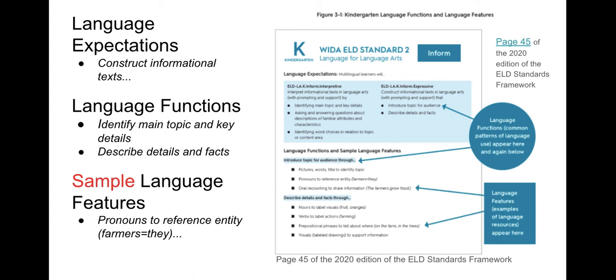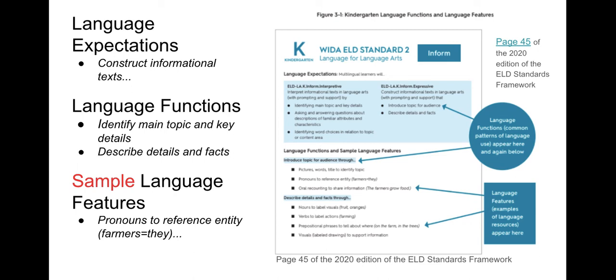And then after that, there are language features, ways in which students would need to use these language functions in order to produce or understand language. So some examples are pronouns to reference something, like farmer equals they. Or if you're describing something, nouns to label visuals. Remember, this is for kindergarten, so it is grade level appropriate. Verbs to label actions like farming.